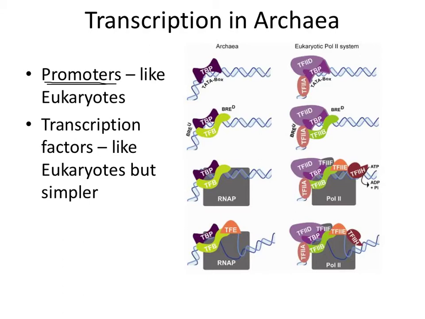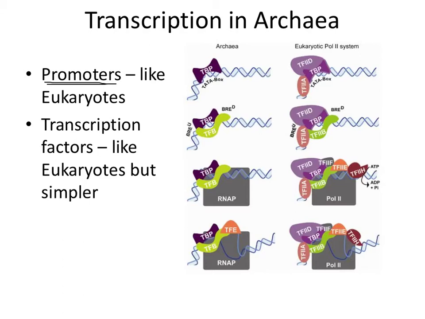You should remember that in bacteria, it is a regulatory region of RNA polymerase itself called sigma factor that attaches to the promoter. And in eukaryotes, it's a suite of proteins called transcription factors instead. So first let's just mention the promoters themselves. Archaeal promoters look like eukaryotic promoters. They look like simplified versions of eukaryotic promoters.